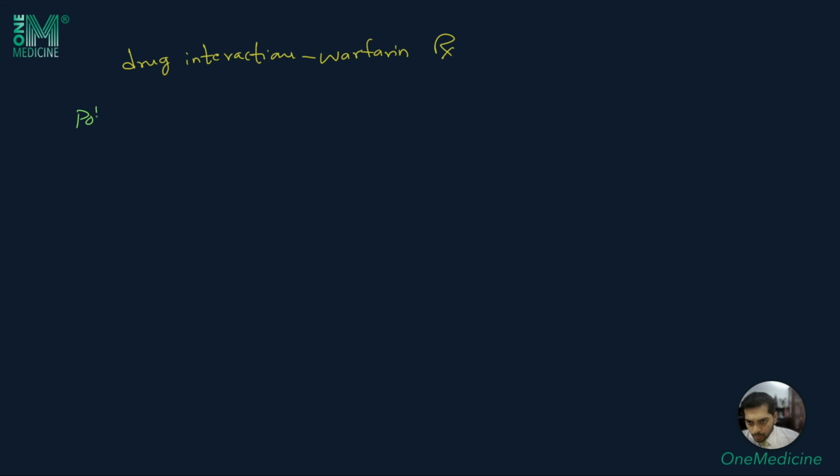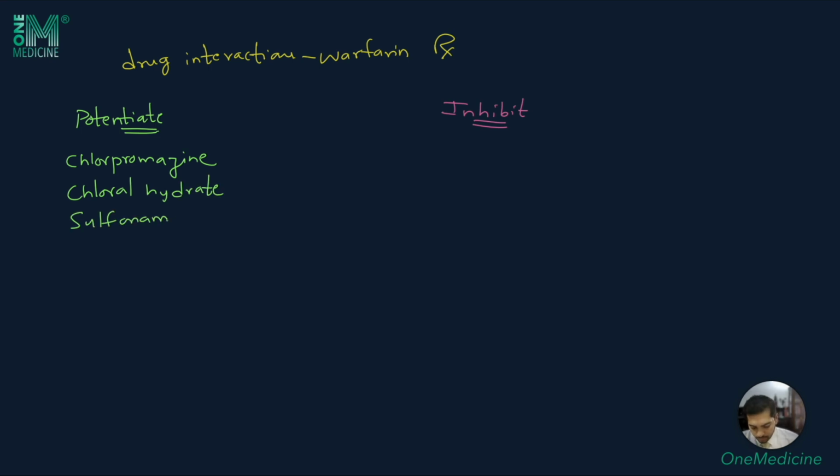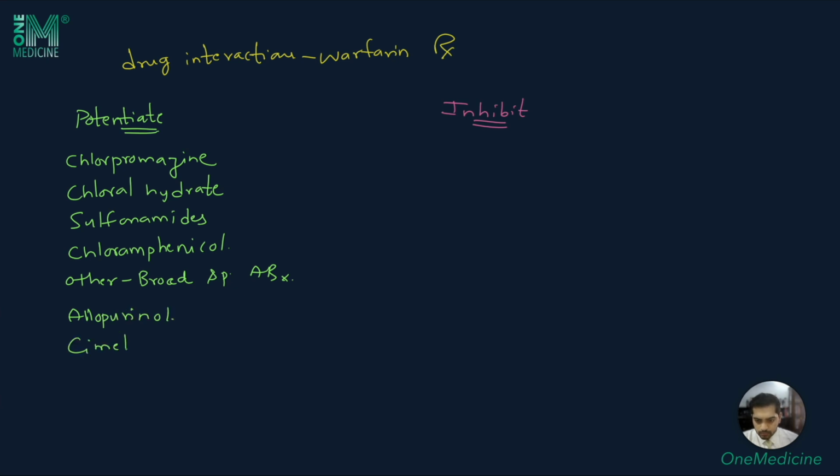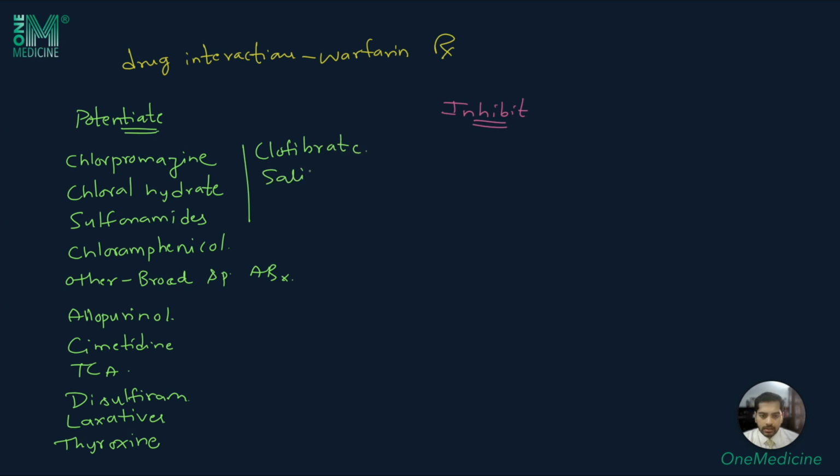There are a few drugs which potentiate the action of warfarin, and there are a few drugs which inhibit the action of warfarin. The drugs that potentiate the action include chlorpromazine, chloral hydrate, sulfonamides, chloramphenicol, other broad spectrum antibiotics, allopurinol, cimetidine, tricyclic antidepressants, disulfiram, laxatives, thyroxine, clofibrate, high dose salicylates.